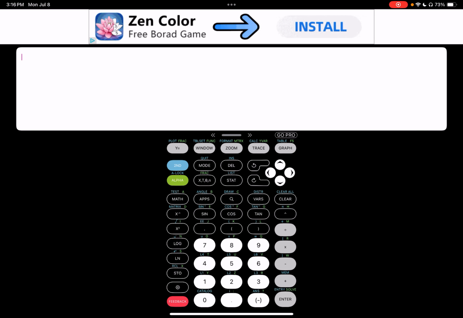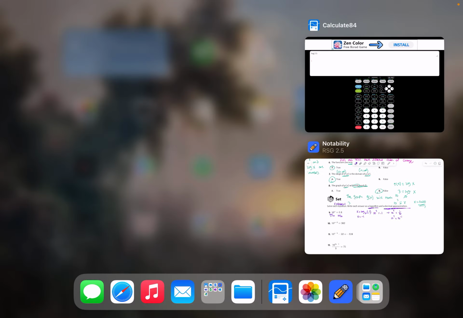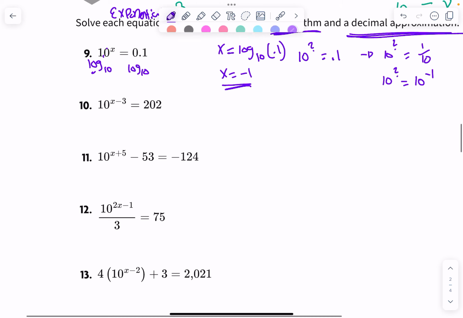So we're going to talk about log of 0.1. That's negative 1. So my answer would be negative 1. So it was right there. Same thing here, right?